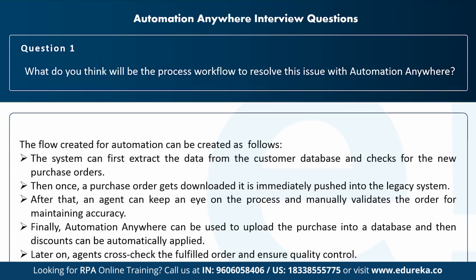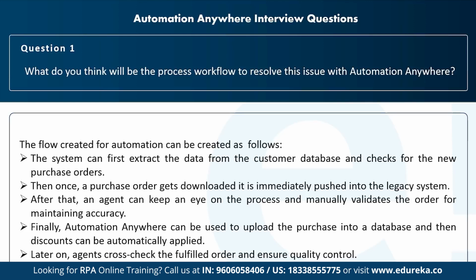So the flow that can be created for automation can be, as you can see on my screen, the system can first extract the data from the customer database and then check for the new purchase order. Then once a purchase order gets downloaded, it is immediately pushed into the legacy systems. After that, an agent can keep an eye on the process and manually validate the order for maintaining accuracy.